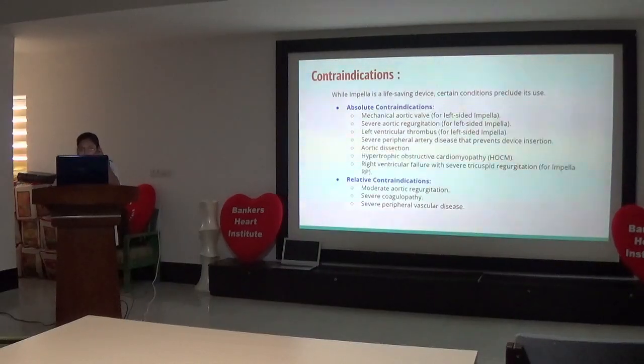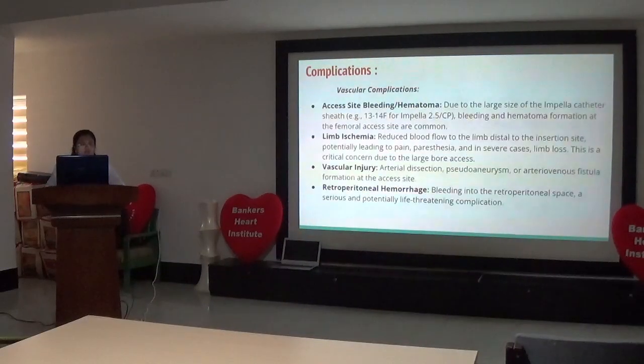Relative contraindications include moderate regurgitation, severe coagulopathy, and severe peripheral vascular disease. The complications that can arise: one is vascular, excess bleeding or hematoma, because it's a very large sheath. In 2.5 and 4.5 there is a sheath of 9 French, but if you are using 5.5 or something, then we might have a larger sheath, which leads to hematoma.